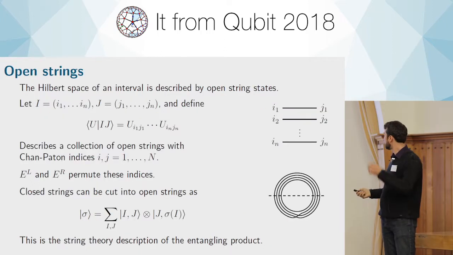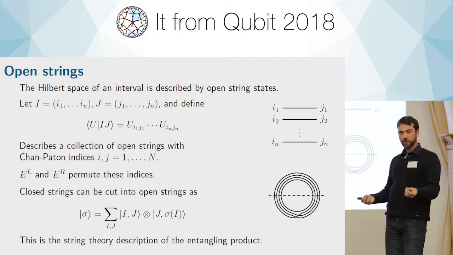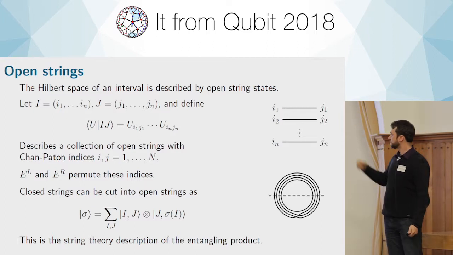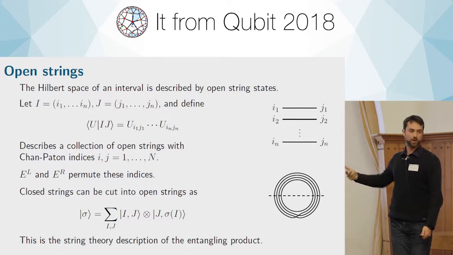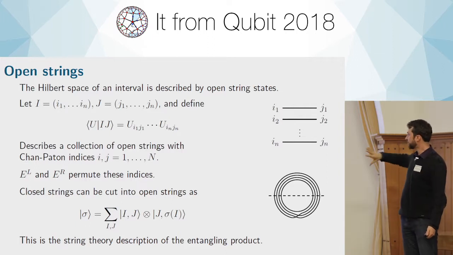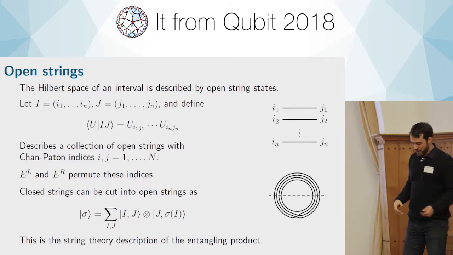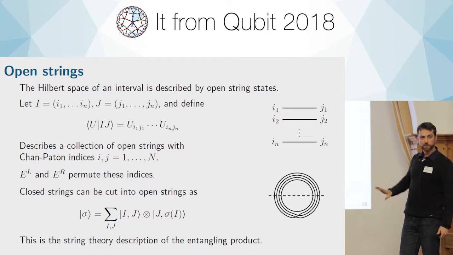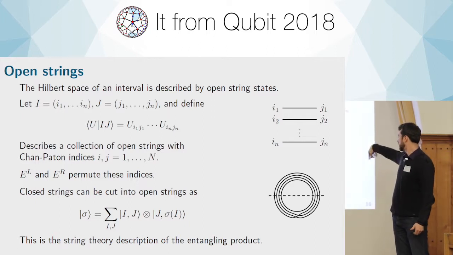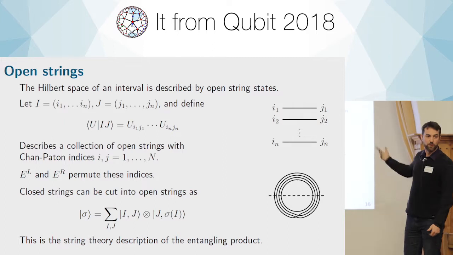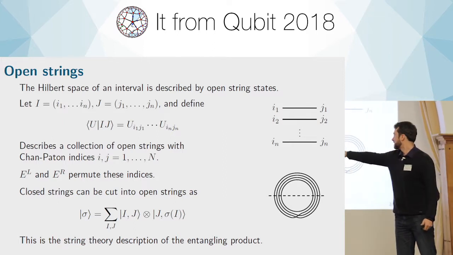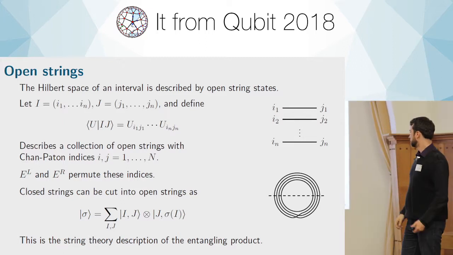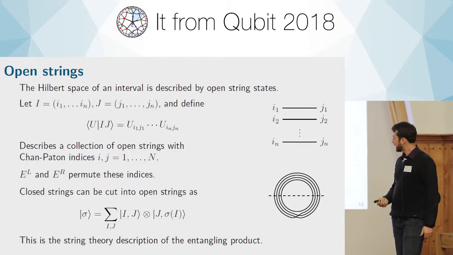The Hilbert space of an interval is described by open strings. So we'll have some collection of strings which have Chan-Paton indices on their ends, which run from 1 up to n. Our electric fields will permute these indices. And again, there's an entangling product, the same as the Yang-Mills one. It tells you how to take a closed string configuration and cut it into two open string configurations. The indices have to be related by the permutation that defined your closed string. So that's our string theory version of the entangling product.